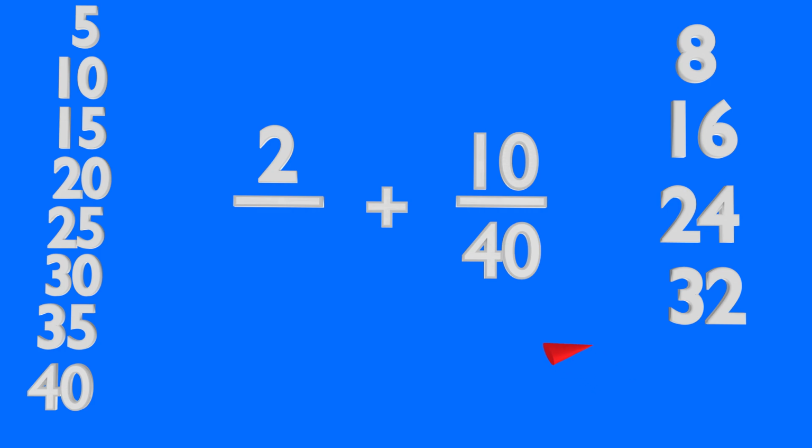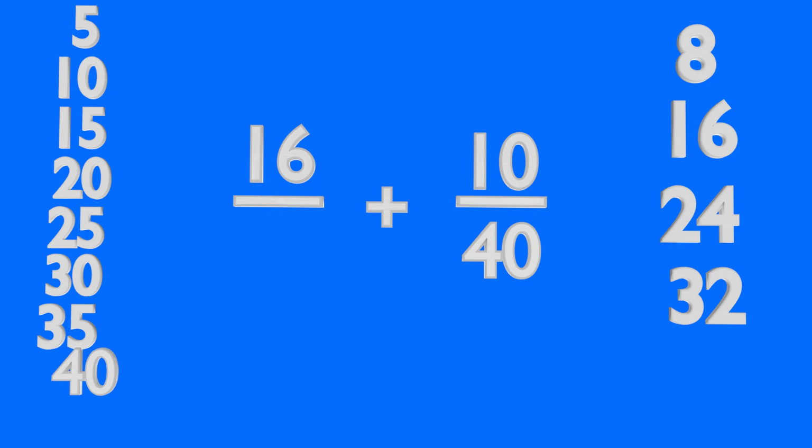Okay, now what do we multiply 5 by to get 40? So let's count the factors. 1, 2, 3, 4, 5, 6, 7, 8. We multiplied 5 by 8 to get 40, so we have to multiply the 2 by 8. And 2 times 8 is 16. We bring the 40 over.